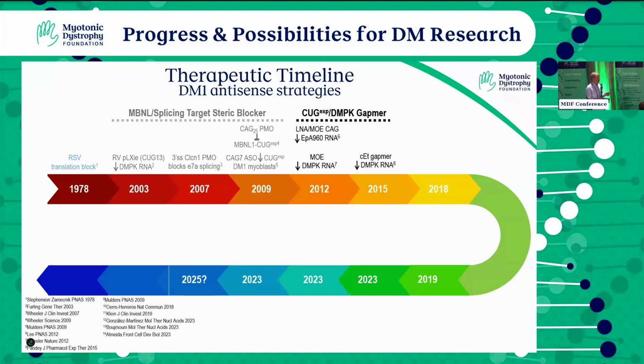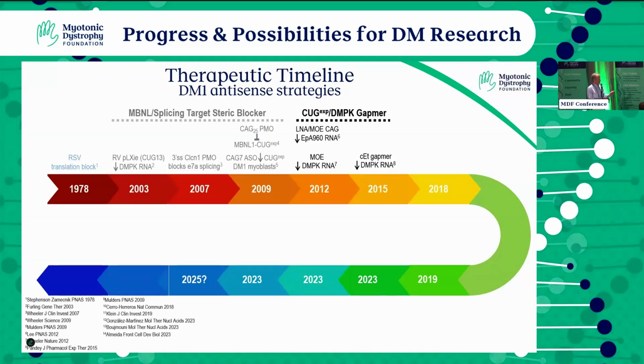In 2012, gapmers came online. So you have both LNA and MOE CAG gapmers, such as EPA 960. This is something that's targeting just the repeat, so this would be allele specific, not non-allele specific. In other words, it's hitting just the mutant allele as opposed to both the wild type and mutant allele. So that definitely has potential strengths. That was followed very quickly by an MOE which targeted DMPK. And again, these are gapmers, so they're basically degrading the RNA. In this latter case, you're degrading both the wild type and the mutant allele.